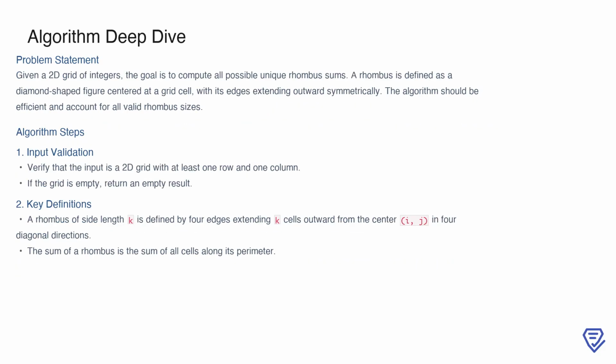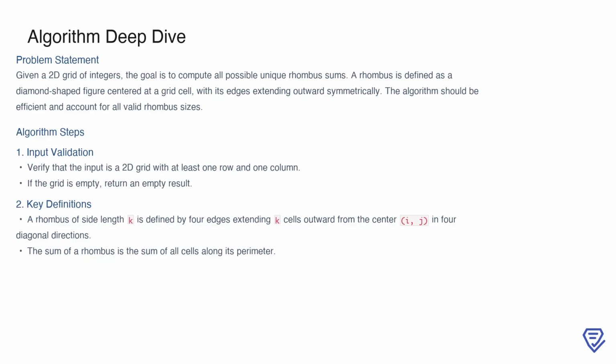In this problem, we are working with a 2D grid of integers, and our goal is to find the three largest unique sums of rhombus-shaped regions within this grid. A rhombus is essentially a diamond shape, centered on a grid cell, with its edges extending symmetrically outward. To tackle this, we need an efficient algorithm that can handle rhombuses of all valid sizes and ensure the sums are unique. The first step in the algorithm is input validation.